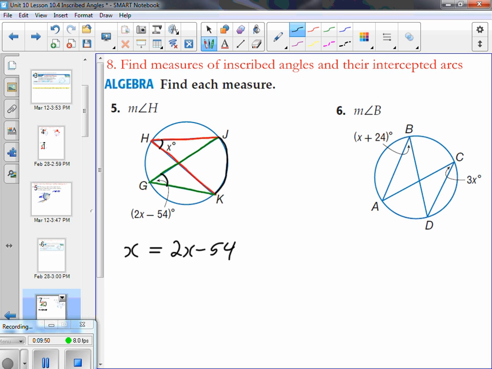And now we can solve it for x. Okay? So if I subtract 2x from both sides, I'll get negative x equals negative 54. Then if I multiply both sides by negative 1, or divide both sides by negative 1, x equals 54. The question asks us to find the measure of angle H. Well, the measure of angle H is x. So the measure of angle H is 54.